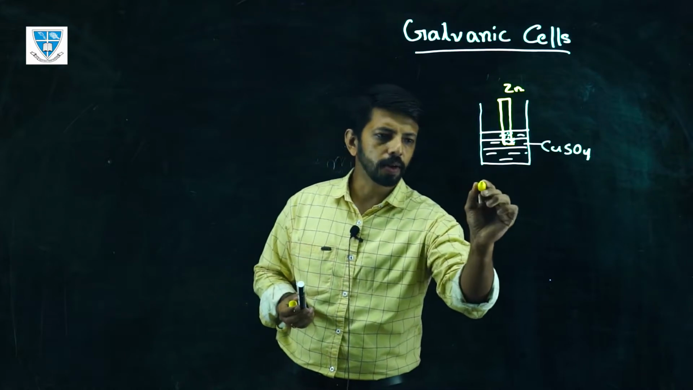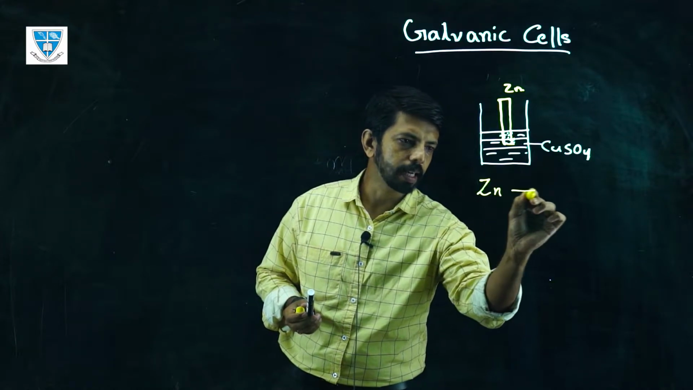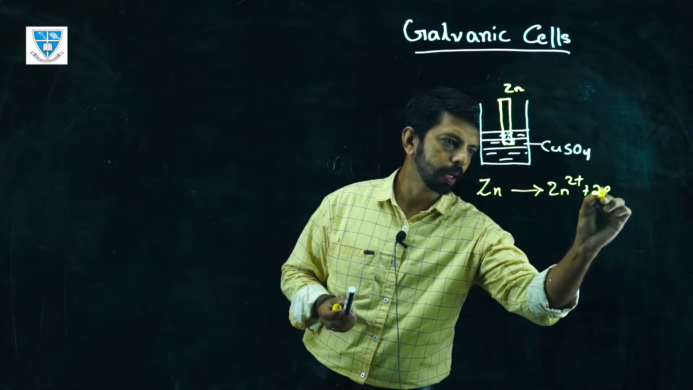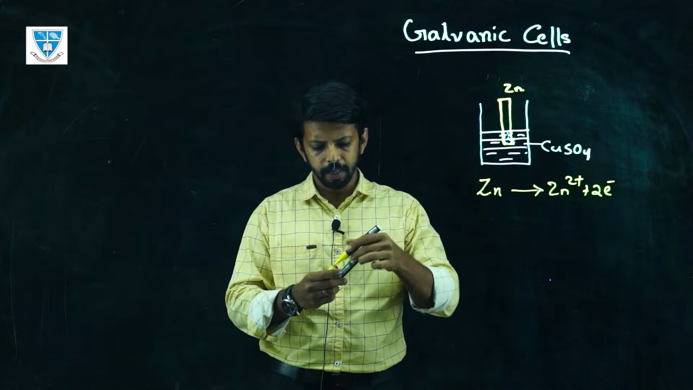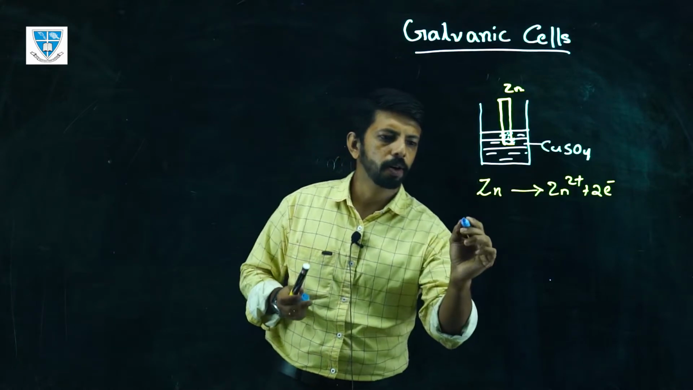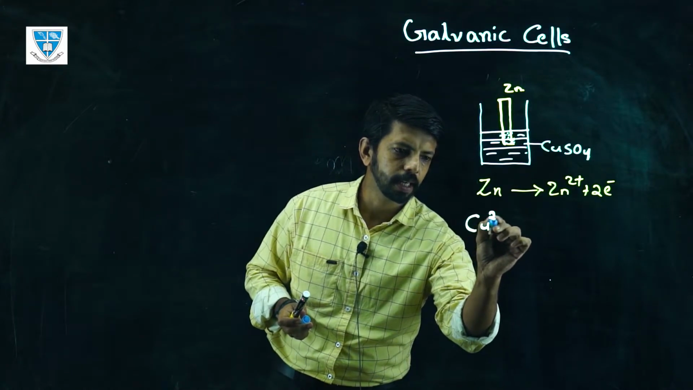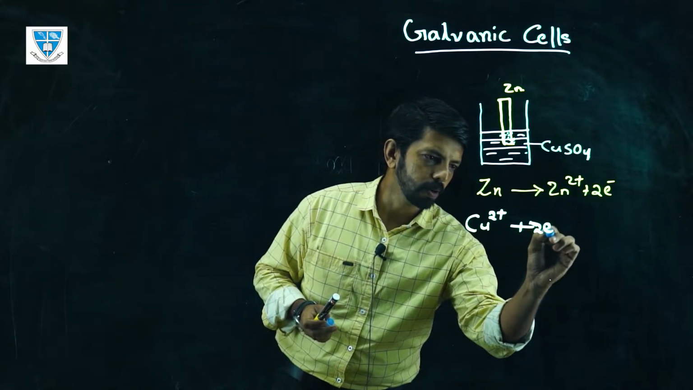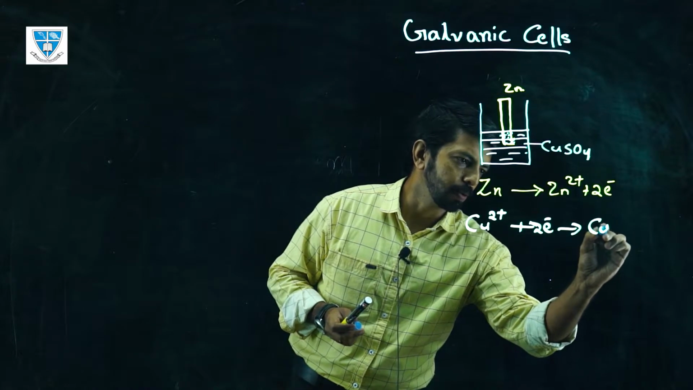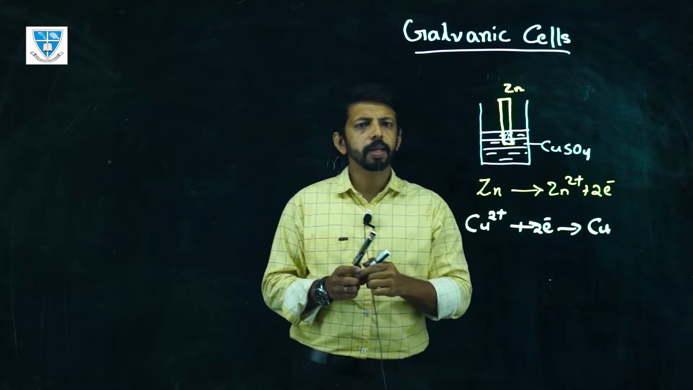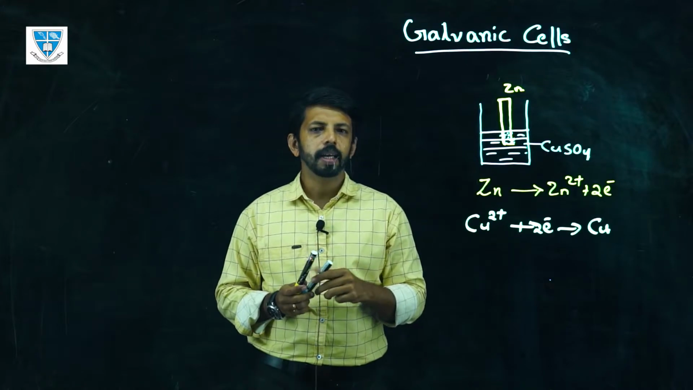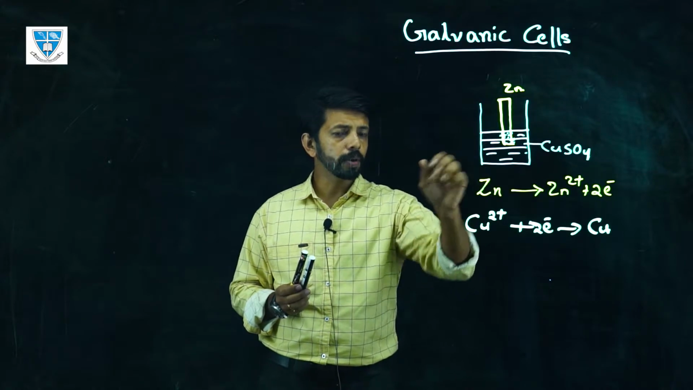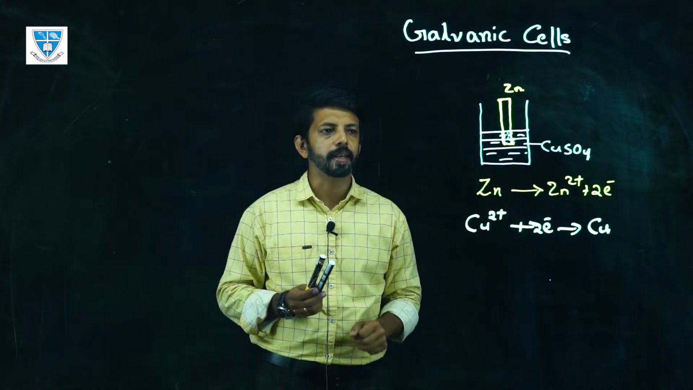And these are the reactions happening. The zinc is undergoing oxidation, that is, zinc gives Zn2+ plus 2 electrons, and in the case of copper, it is in the 2+ oxidation state. Cu2+ plus 2 electrons gives Cu. So zinc is undergoing oxidation and copper is undergoing reduction. And we can see that overall a chemical reaction is happening.